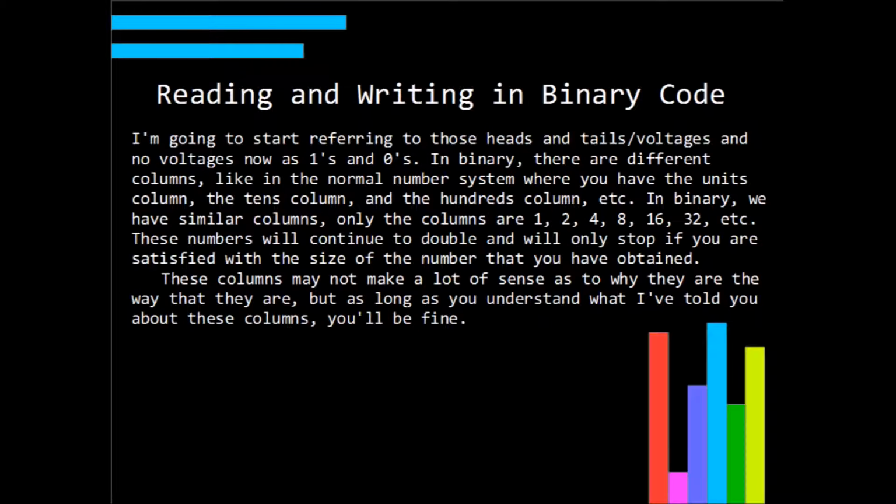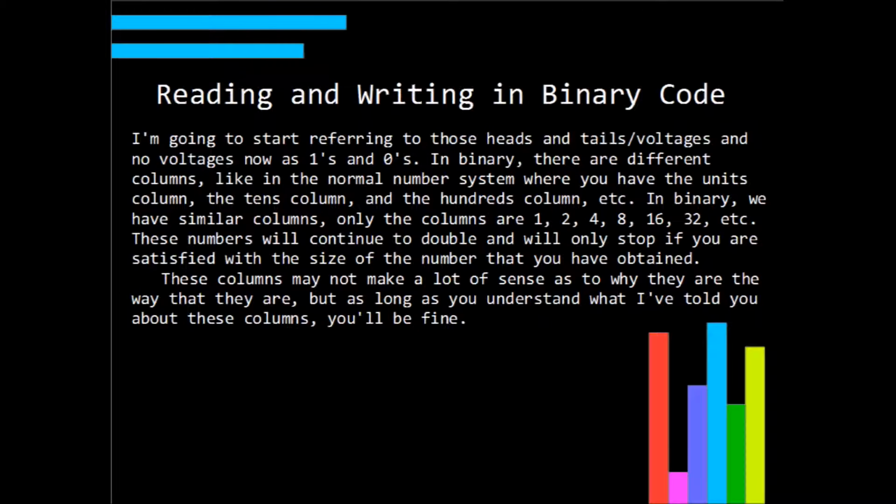But they're only going to stop, really, when you're satisfied with the number that you've obtained. So if you want to have, I don't know, a few million, you're going to have to keep doubling until you get to a few million, and then you can make the number with that many columns.